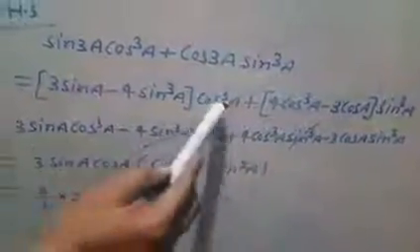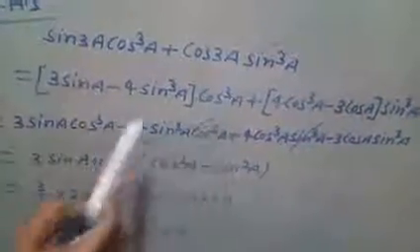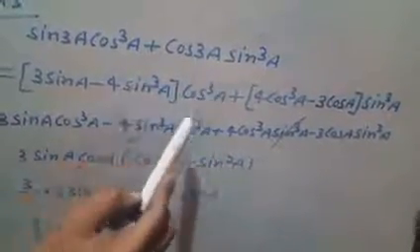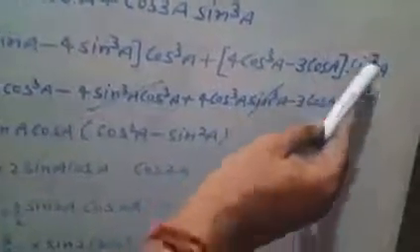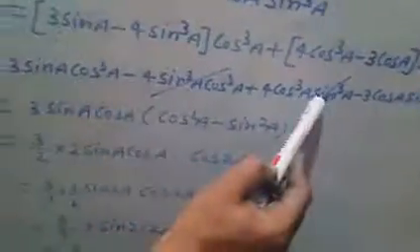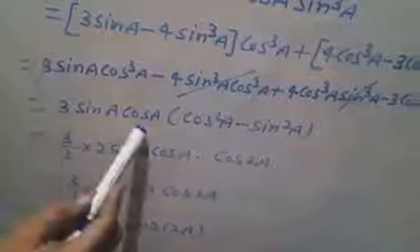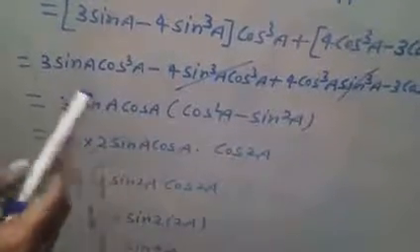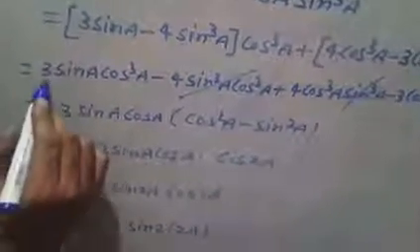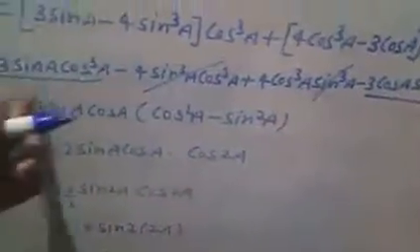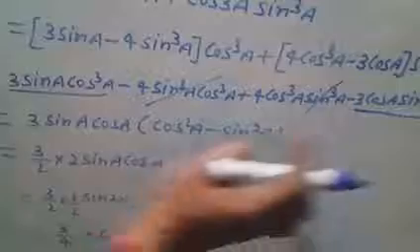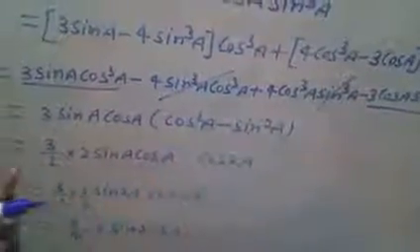Now we multiply this: 3 sin a cos cube a minus 4 sin cube a cos cube a plus 4 cos cube a sin cube a minus 3 cos a sin cube a. These two cancel out. Now 3 sin a cos a I am going to take common. If you see, this is remaining and this is remaining. So if we take 3 sin a cos a common, here cos square a and here sin square a. Now we multiply with 2 and divide with 2.